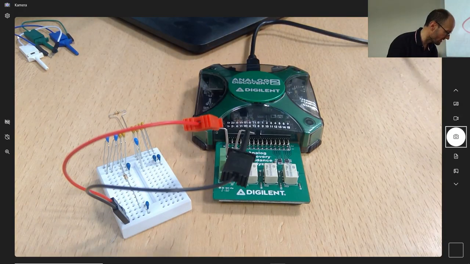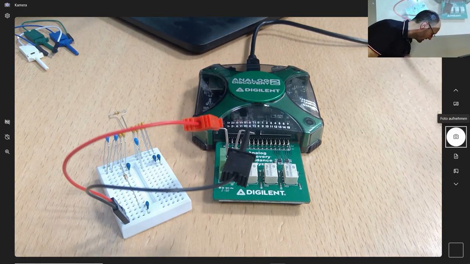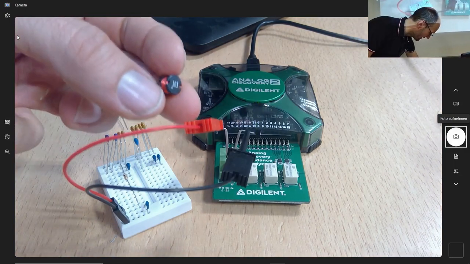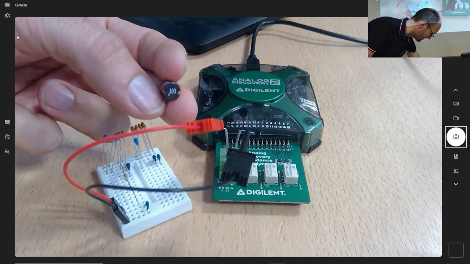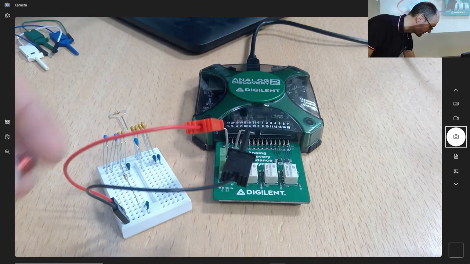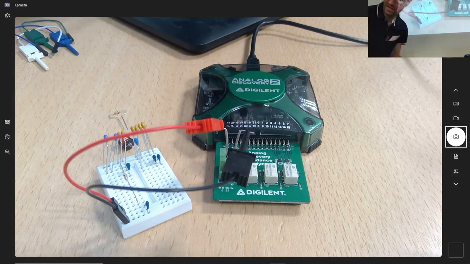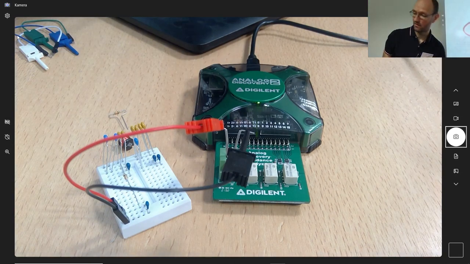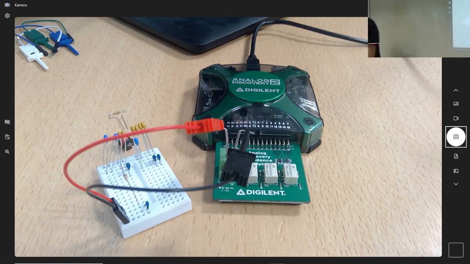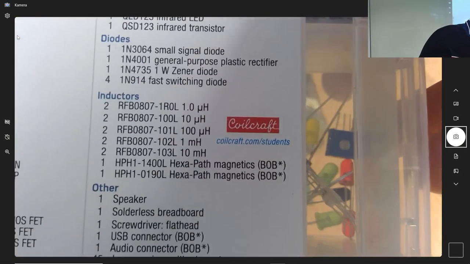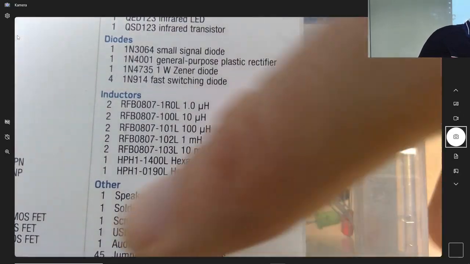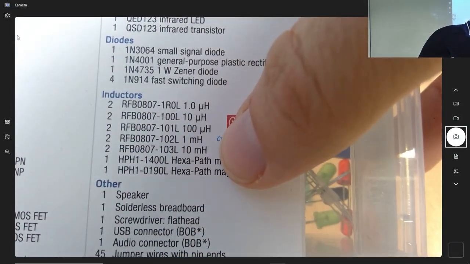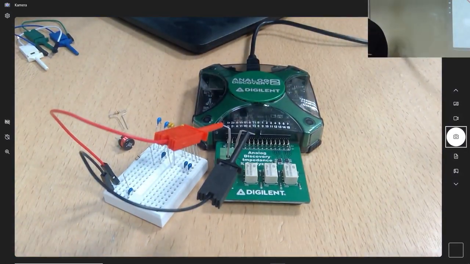Okay, as the last experiment with this impedance analyzer, we can come to this inductor, and there's a 103 on this inductor, and the 103 means, I can show it, try to show it on the thing here. The 103 means it's a 10 millihenry inductor from a company called Coilcraft.